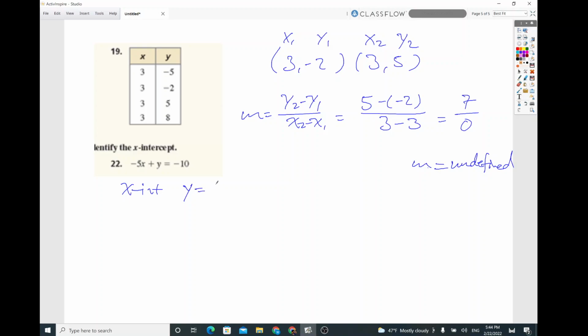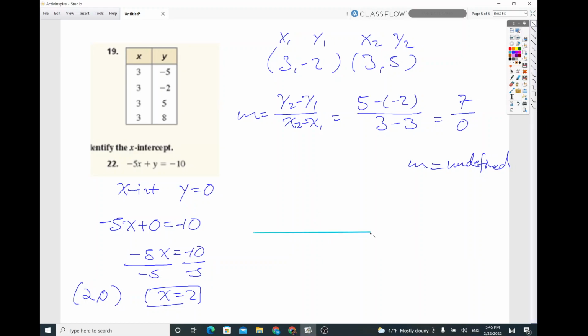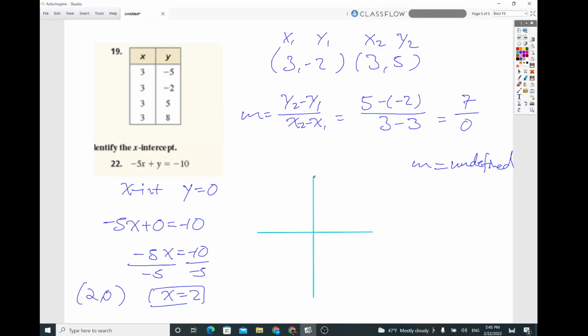Again, we need to let y equal 0. So -5x plus 0 equals -10. So in other words, -5x equals -10. Divide both sides by -5. So we do have x equals 2. So that means the x-intercept is (2, 0). Okay, so we need the x-axis, the y-axis, and then the origin right here.